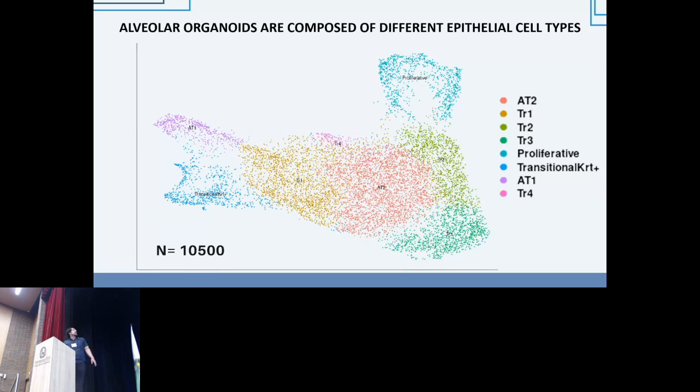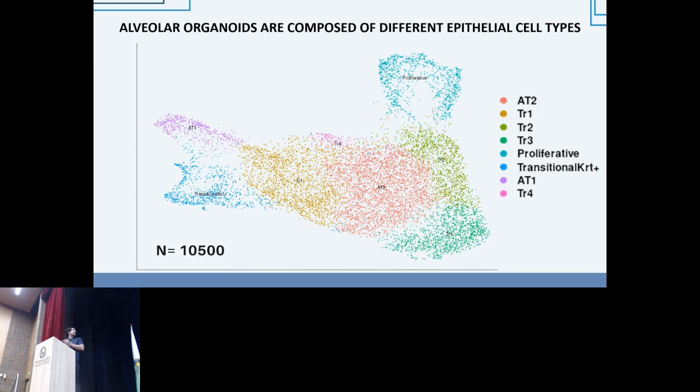This is a UMAP projection that shows us the different epithelial cell types that are part of the alveolar organoid. In this case, we have cells that are colored differently. These groups of cells are called clusters. Cells that are colored the same are cells that have similar expression patterns.